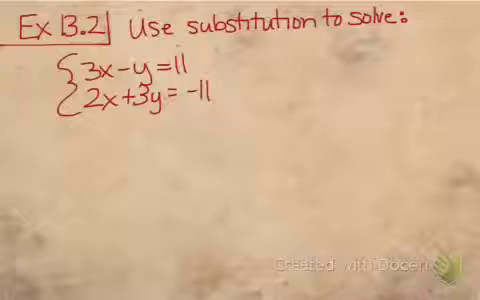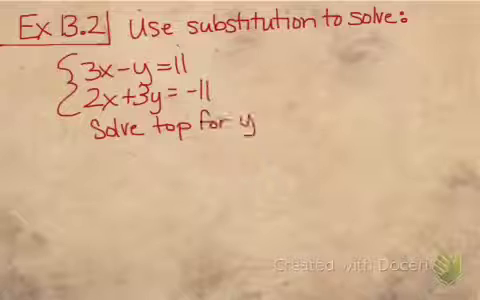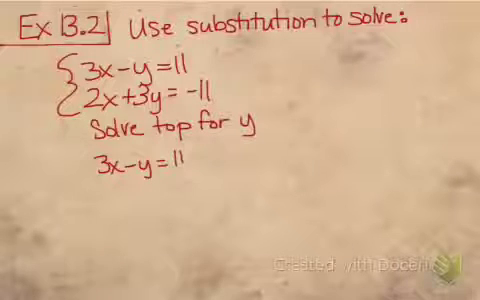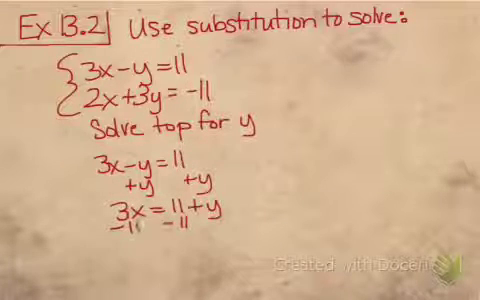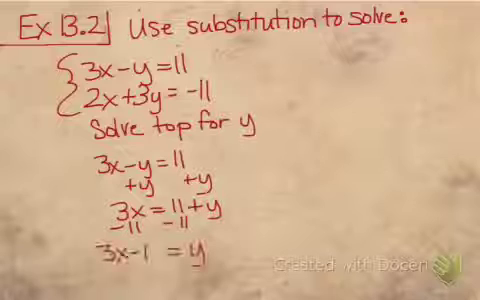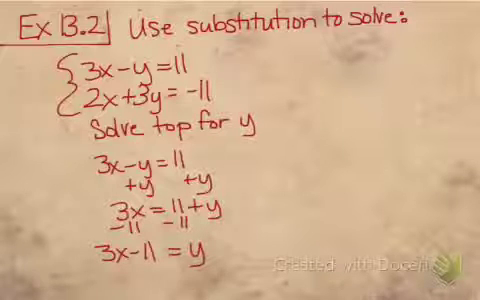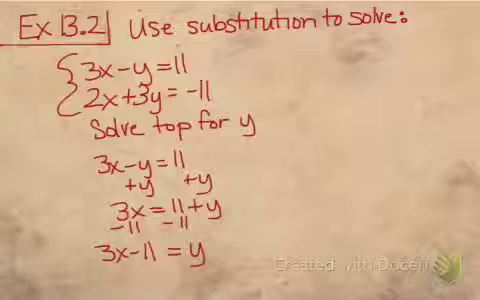Now in this case, we don't have a specific x equals or y equals. So it looks like the equation that we will be able to make it say y equals will be the top equation. So we're just going to solve that top equation for y. So we'll get 3x minus y equals 11, add y to both sides, and then we'll subtract 11 from both sides. So we end up with y equals 3x minus 11.